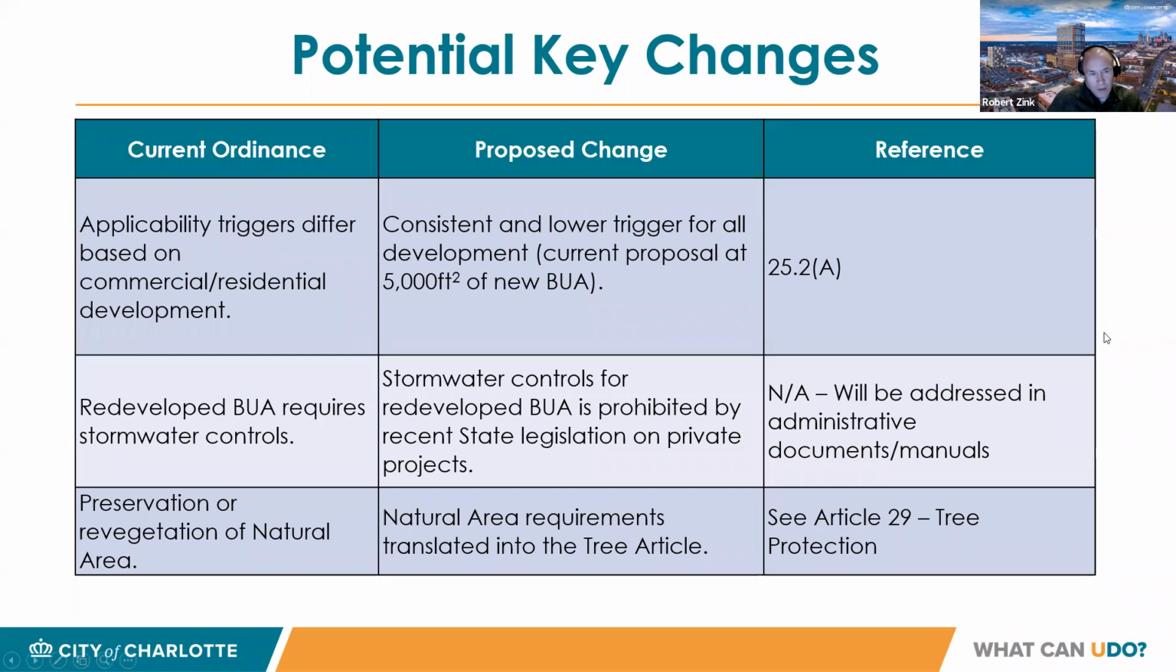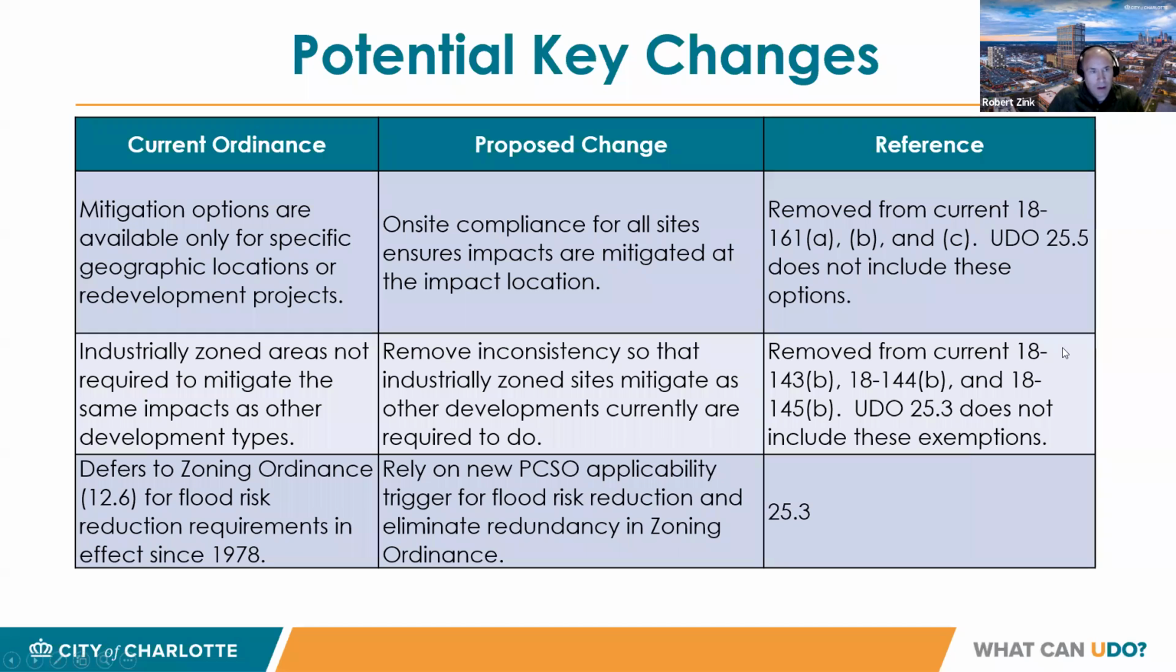And also there's a natural area section in the post-construction ordinance. Those natural area requirements related to trees are all going to be moved to the tree section of the UDO. Currently in the post-construction ordinance, there are mitigation options for different geographical areas of the city and redevelopment areas. The proposed change will mean that on-site compliance is the same for all sites throughout the city. So if you're familiar with the ordinance, those removed sections are 18-61A, B, and C.